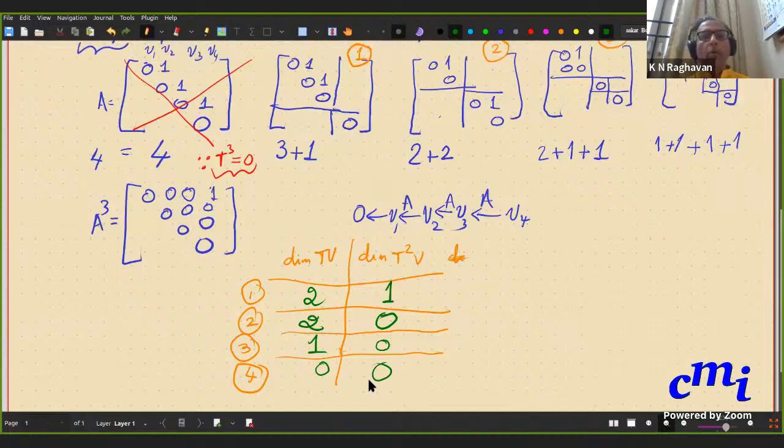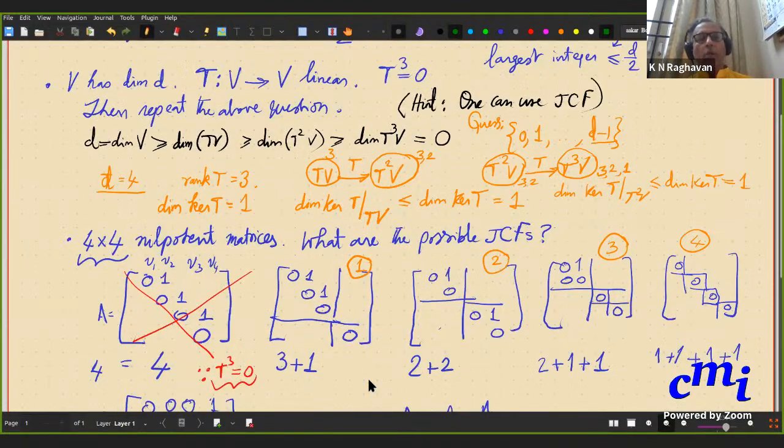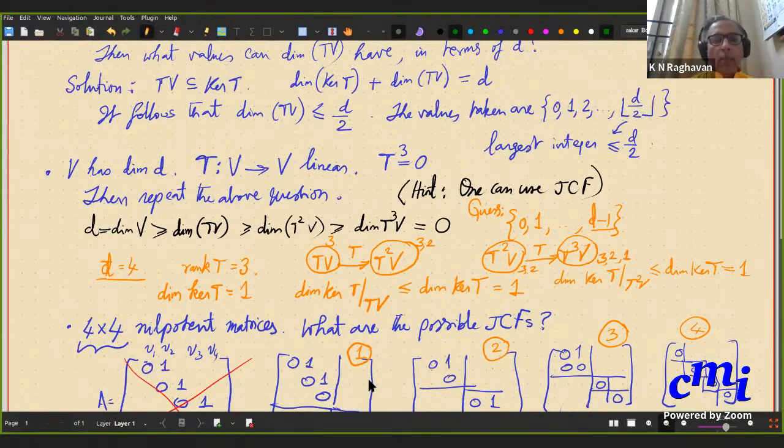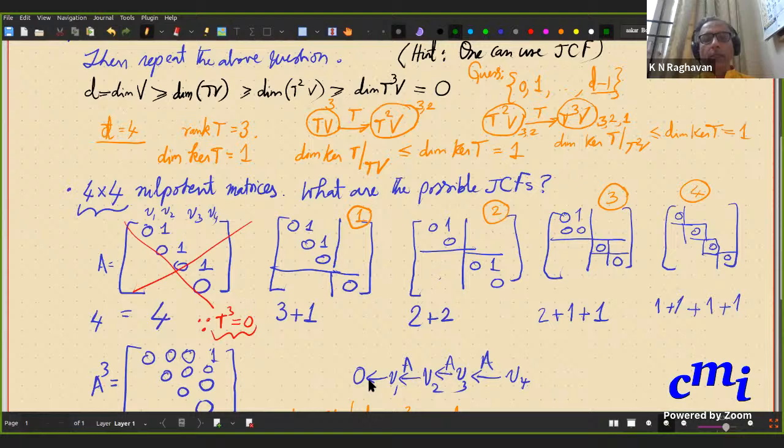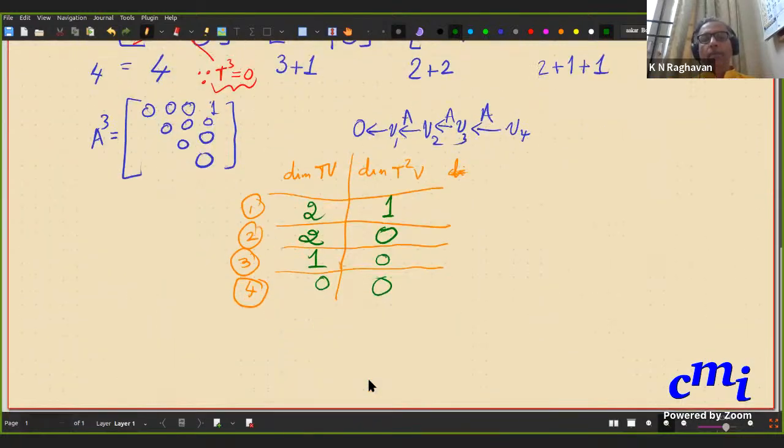Okay, so that is in the case 4. But how do you think of the general case? For, say, a 10 by 10 matrix, I'm given T cubed is 0. So what does it mean? How do I compute these possibilities?